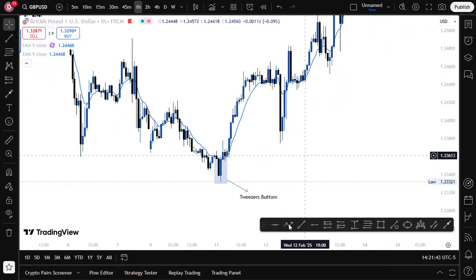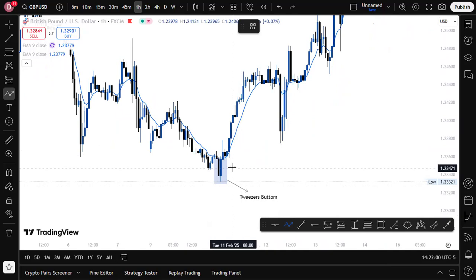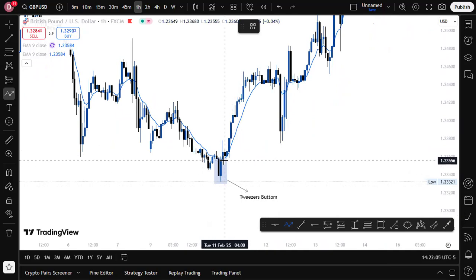A tweezer bottom is considered a bullish reversal pattern which occurs at the bottom of a downtrend, and signifies that when this pattern occurs at the bottom of a downtrend, a bullish reversal is about to happen. It consists of two candlesticks. The first candle is the bearish candle, the second candle is the bullish candle. And I told you that you see them mostly the same size or about the same size, so the difference will not be that much. You can see this one is about the same size, except for the wick of this one that went out, but the sizes are the same.